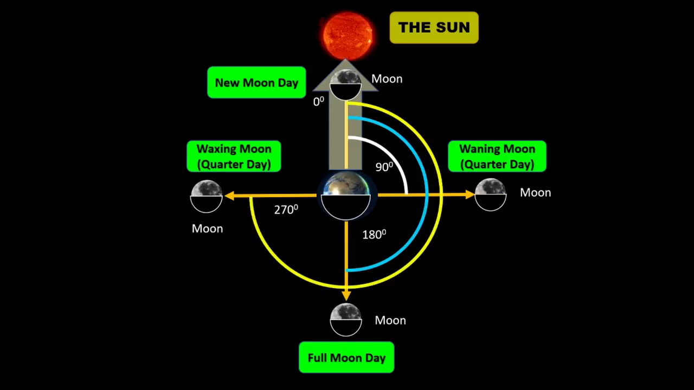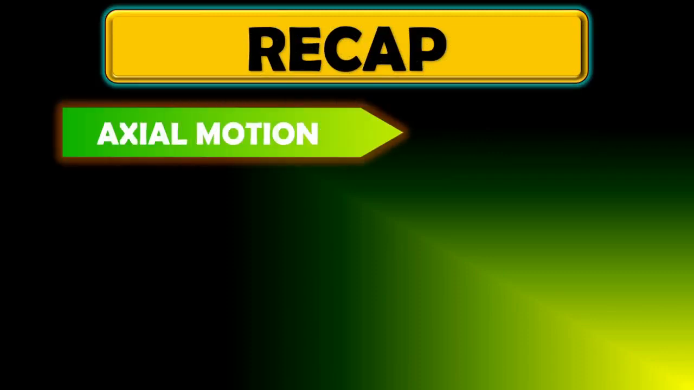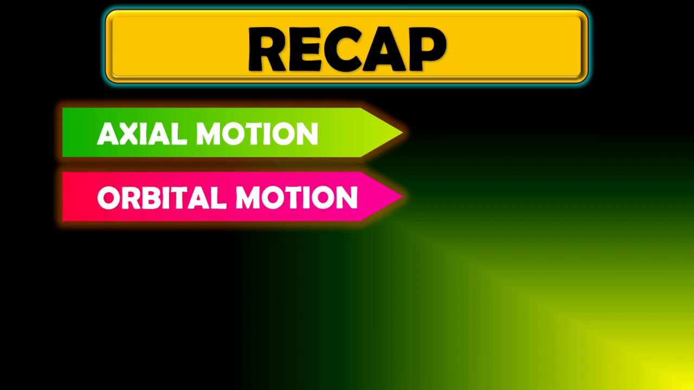So students, now let's recap our lesson. So today we studied about the moon. The moon rotates around itself. It is called axial motion of the moon. The moon, while rotating around its axis, also revolves around the earth. It is called orbital motion of the moon.